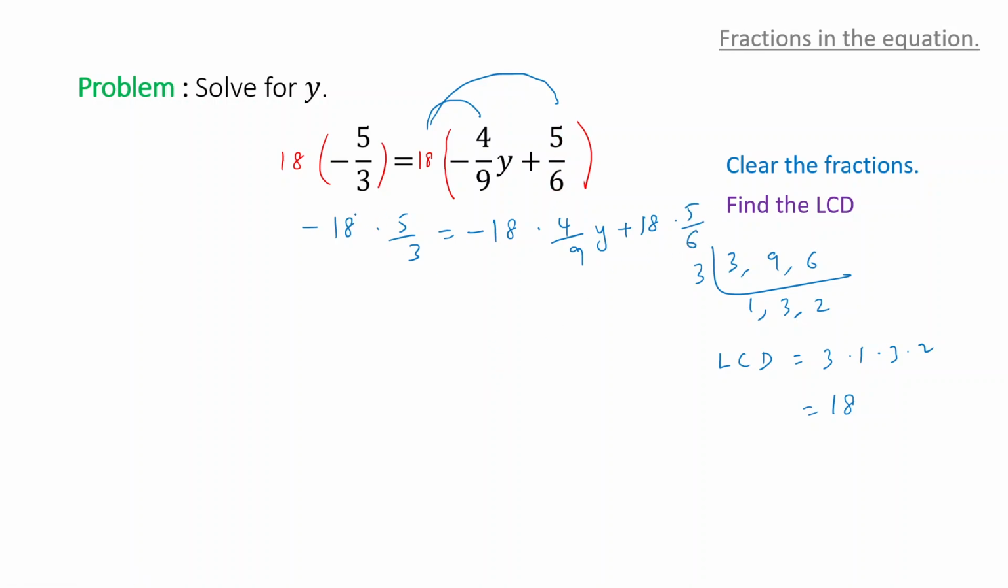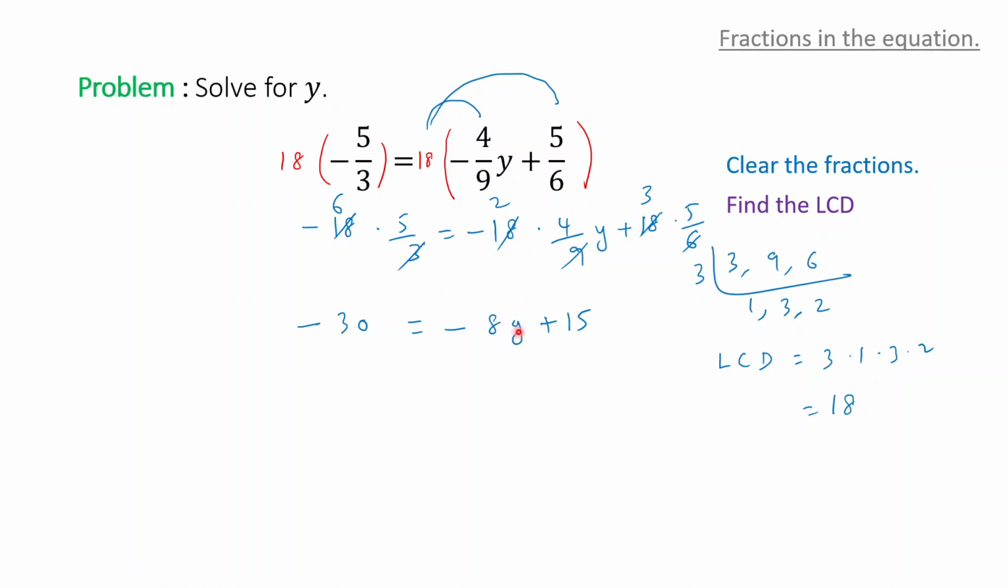So now you can divide 18 by 3, 6. 18 divided by 9, 2. 18 divided by 6, 3. Now minus 6 times 5, 30. It is equal to minus 2 times 4 times y, 8y, plus 3 times 5, 15.